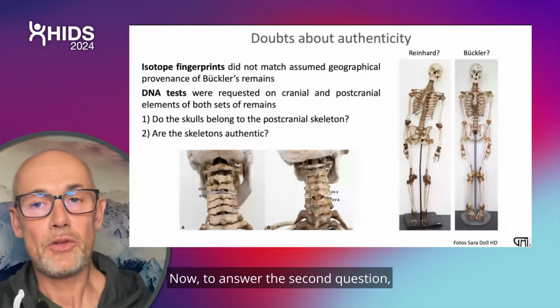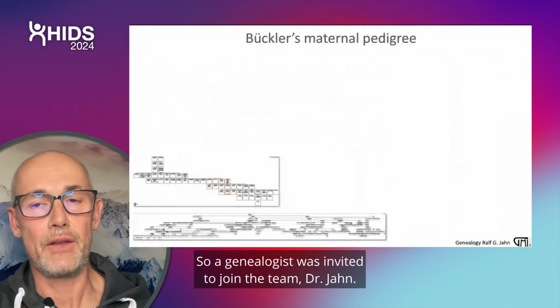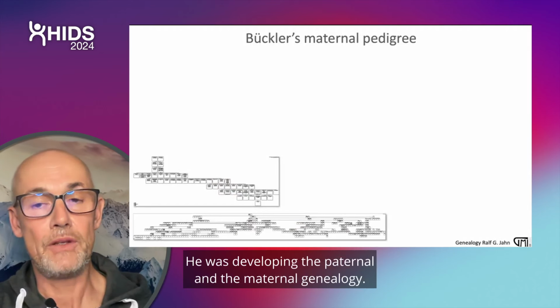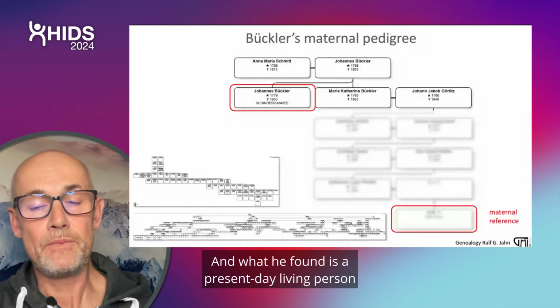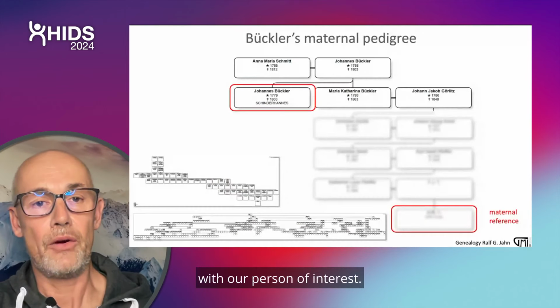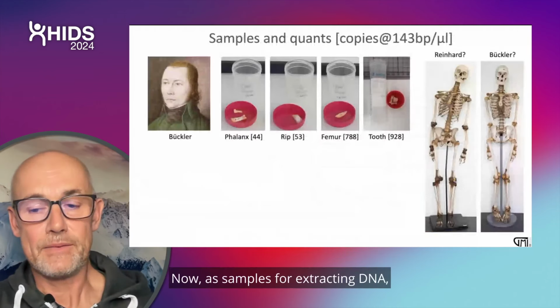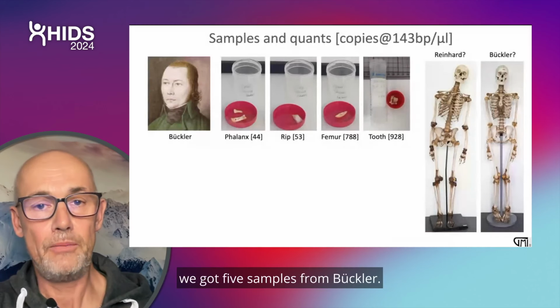Now, to answer the second question, we need reference samples. So a genealogist was invited to join the team, Dr. Jan. He was developing the paternal and the maternal genealogy. And what he found is a present-day living person who is maternally related over 5 generations with our person of interest. So they share the same mitochondrial DNA. Now, as samples for extracting DNA, we got 5 samples from Buechler.